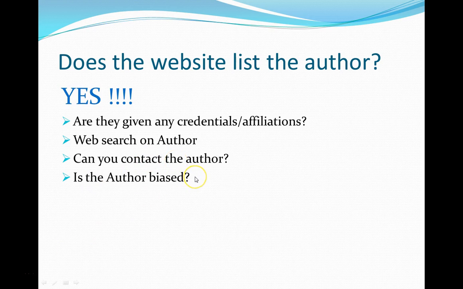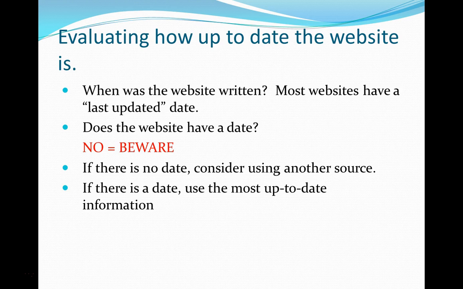Is the author biased? Well, knowing what you already know about the subject that you're researching, for example, if you're researching the American Civil War, and you know something about the subject, you read a little bit about this author, you read a little bit about the website. Do they seem biased? Even if you don't agree with them, they might not be biased. But you need to make that judgment. You're looking out for language that suggests that the author might be biased.